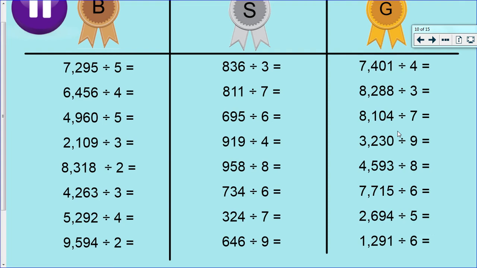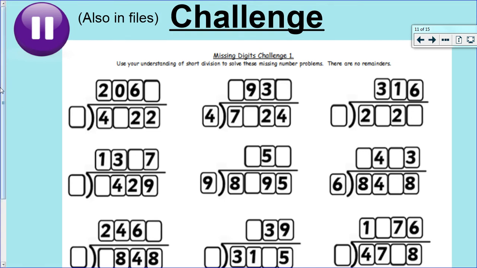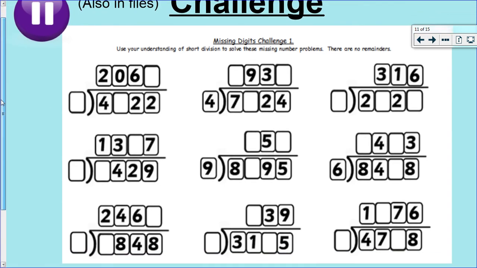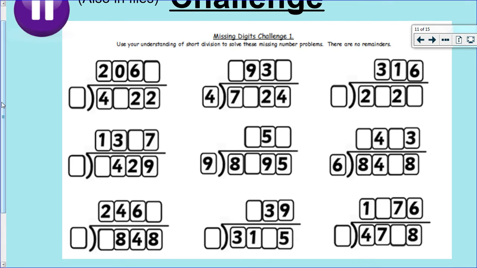Well done if you've completed gold, guys. That's absolutely amazing. So, let's have a look at challenge. Challenge, also available in files, is missing digit problems. So you're using short division, bus stop method, but this time you've got to work out the missing digits. So let's have a look at this first one all together.